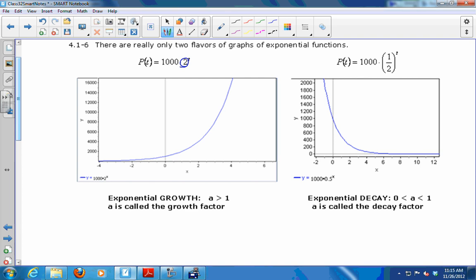In this case, I'm taking my initial population and multiplying it by 1/2 every year. Multiplying by a fraction that's smaller than 1, you get decay. You get a shrink. Okay, so my population would start at 1,000 and it halves every year, so it's going to go down. Okay, so we call that exponential decay. It happens when the base is less than 1.